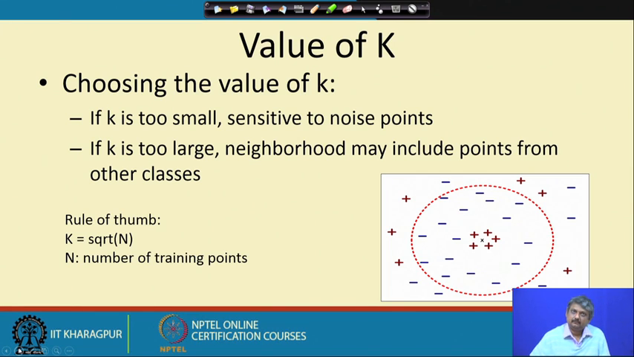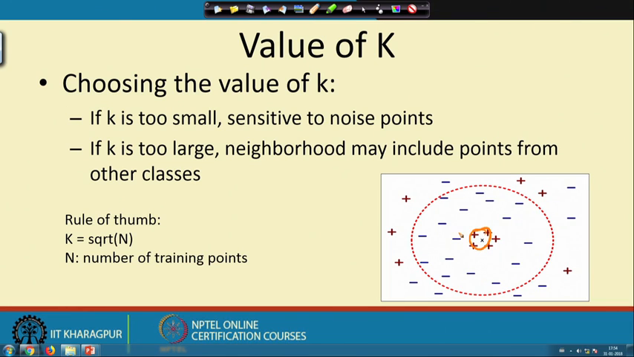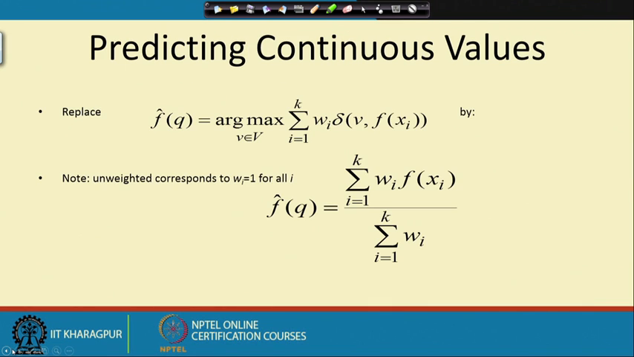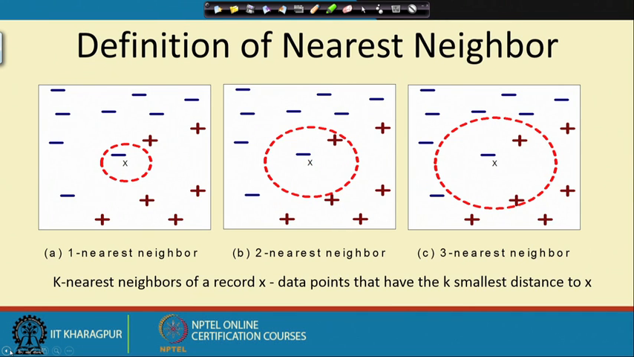First, the value of k. If k is too small, your neighborhood is very small. Noise and other effects, for example, let me show this. We would probably expect this x to lie in this plus class, or actually it is on the boundary.